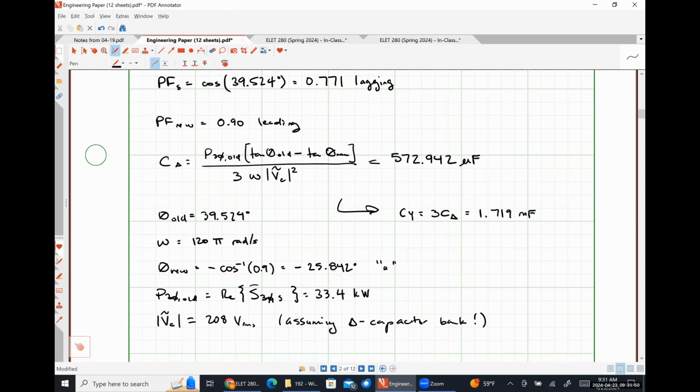So we assumed a delta capacitor at the 208 volt. If we were to assume the opposite, where it's the Y first, it wouldn't change any of the other steps. The only thing it would change is that this voltage, 208 volts RMS, was specified to be measured from a transmission line to a transmission line. If we wanted to calculate the Y first, we would need to convert that to a voltage measured from a transmission line to a neutral terminal, which is just 208 divided by the square root of 3.